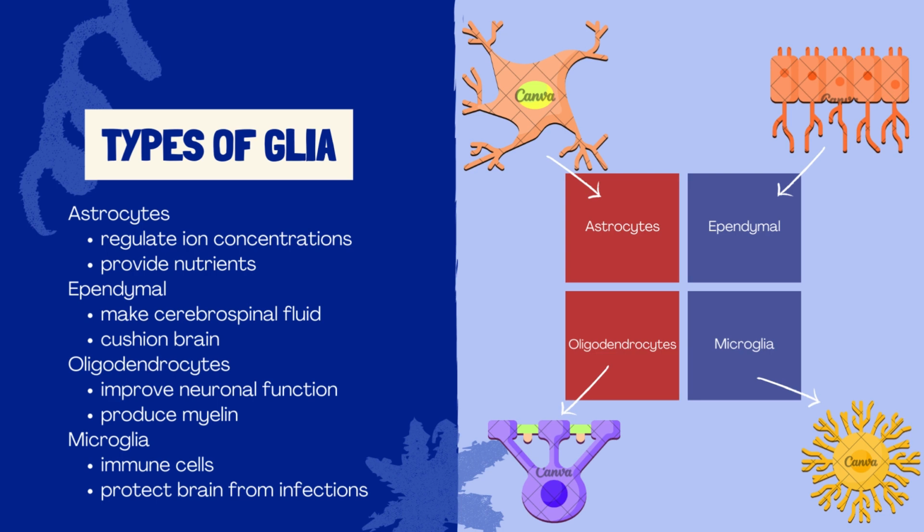Types of glia. There are 4 types of glia. One is astrocytes, which, as you can see in the name, look like stars, and they regulate ion concentrations and provide nutrients. Ependymal cells make cerebrospinal fluid, and they cushion the brain, and these look really similar to skin cells. Oligodendrocytes are cells that produce myelin and improve neuronal function. Microglia are immune cells which protect the brain from infections.